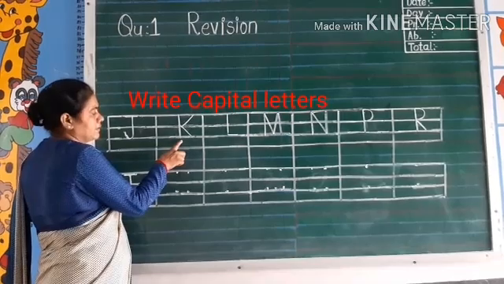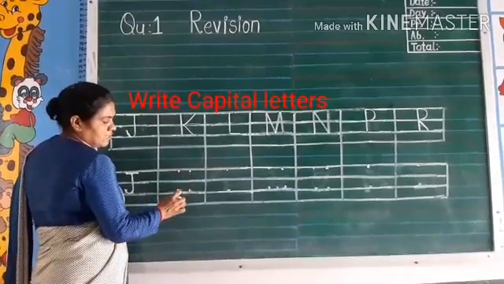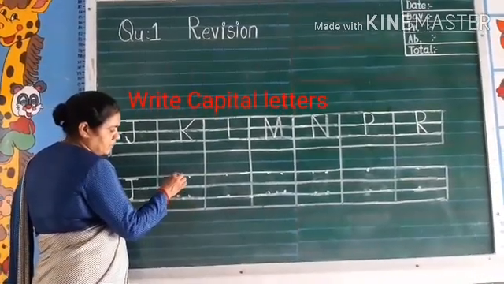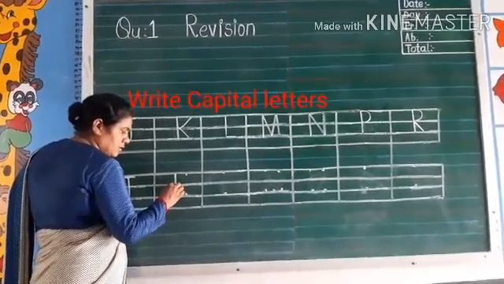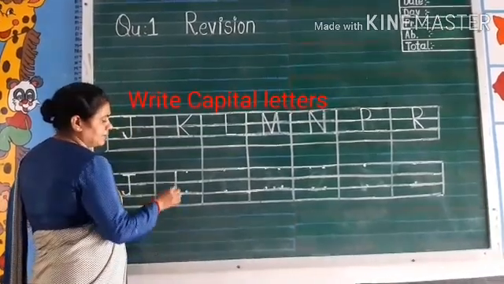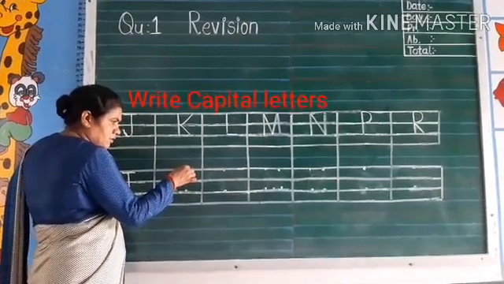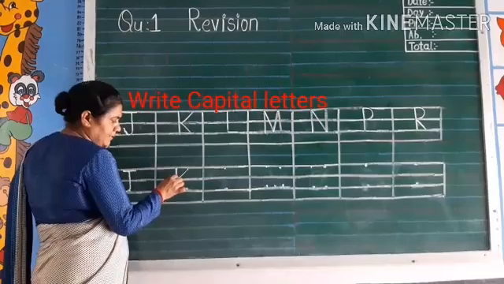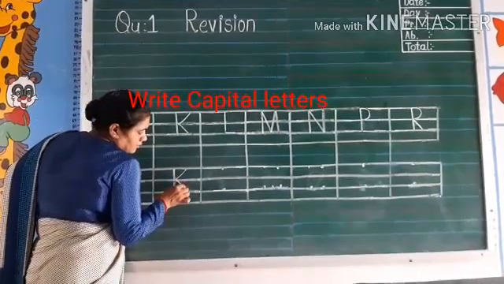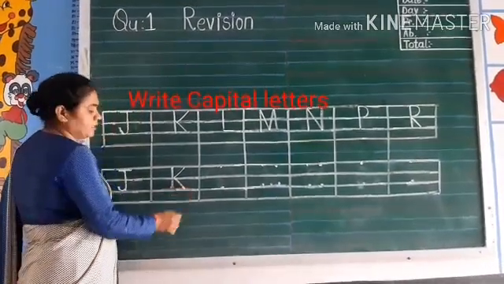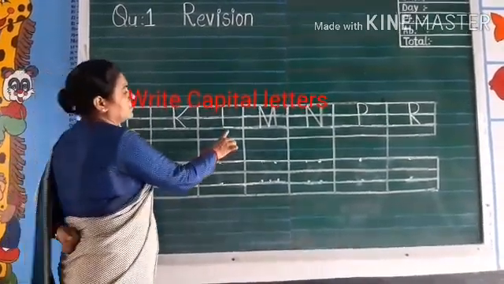Again, which letter is this? Capital letter K. Okay? How to write capital letter K? Here 4 dots are given. First, join the dots, up to down, make a standing line. Join the dots, make a slant line, and join the dots, make a slant line downside. Okay, this way you have to write capital letter K.